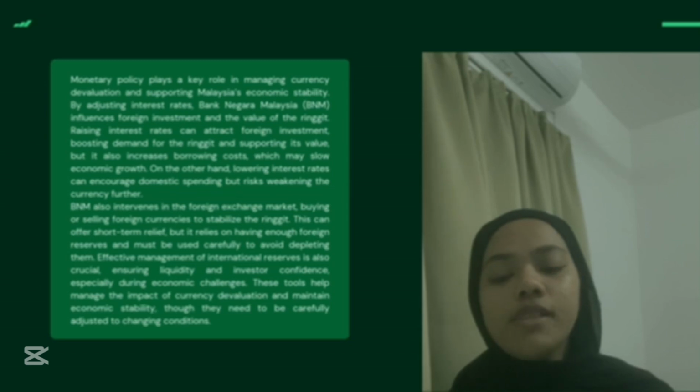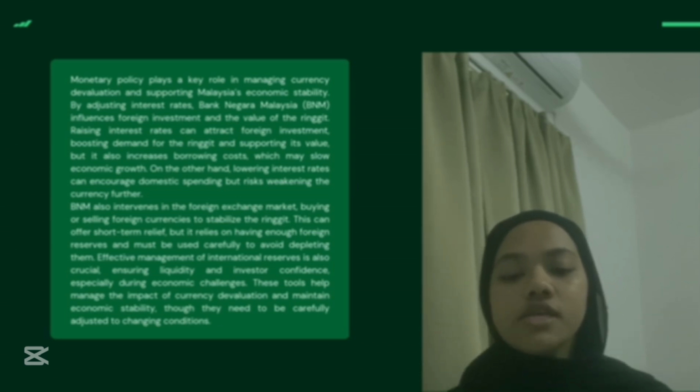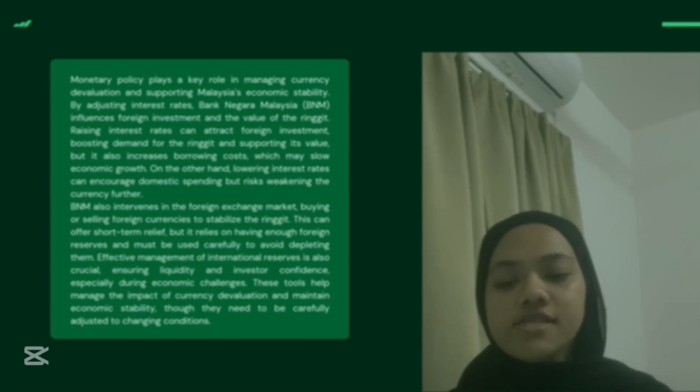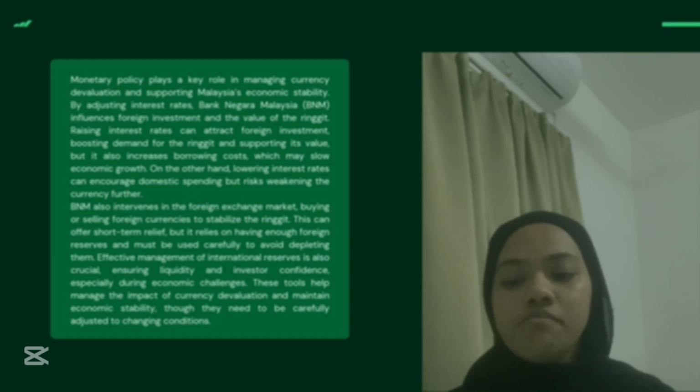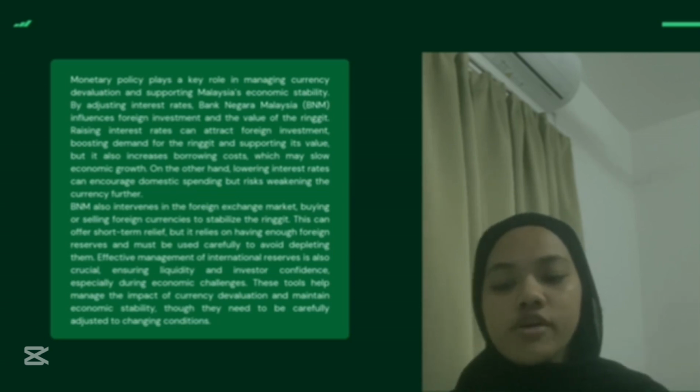Monetary policy plays a key role in managing currency devaluation and supporting Malaysia's economic stability. By adjusting interest rates, Bank Negara Malaysia influences foreign investment and the value of the ringgit. Rising interest rates can attract foreign investment, boosting demand for the ringgit and supporting its value. But it also increases borrowing costs, which may slow economic growth.